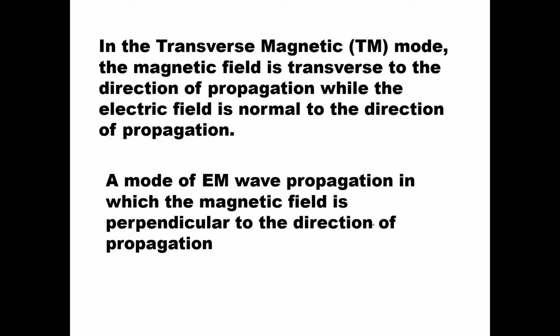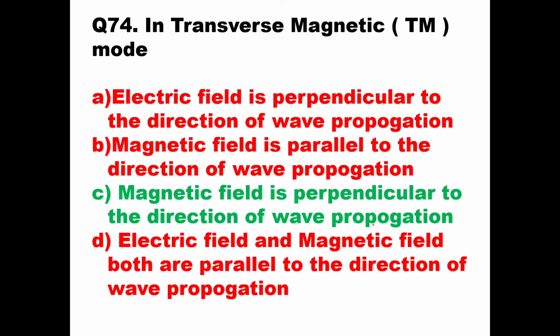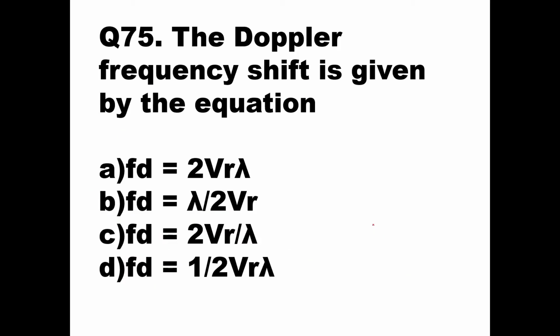If you see the theory, in a transverse magnetic mode, the magnetic field is transverse to the direction of propagation, while the electric field is normal to the direction of propagation. In this mode of EM wave, the magnetic field is perpendicular to the direction of wave propagation. So option C says that the magnetic field is perpendicular to the direction of wave propagation. Then we'll go to the next question.